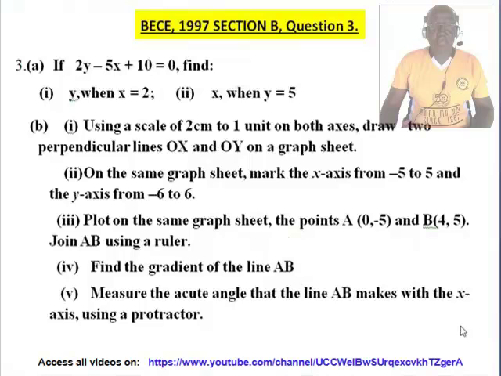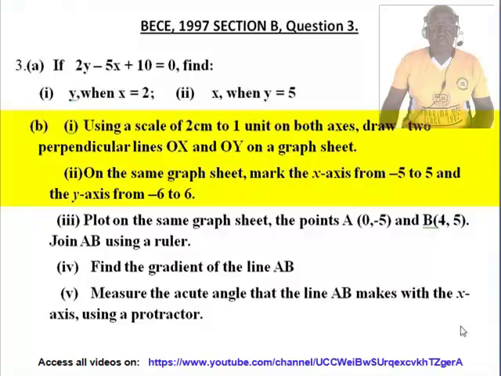BECE 1997, Section B, Question 3. 3a. If 2y minus 5x plus 10 equals 0, find (i) y, when x equals 2, (ii) x, when y equals 5.